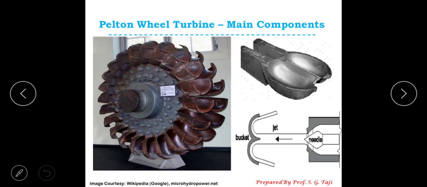Very simple figure. If you look at the figure and practice it at home three, four times, definitely you will be able to write without any help of reference. So the bucket is manufactured in the form of two exactly symmetrical halves that you can see here. And this is the needle, spear needle, and this is the flow of water.